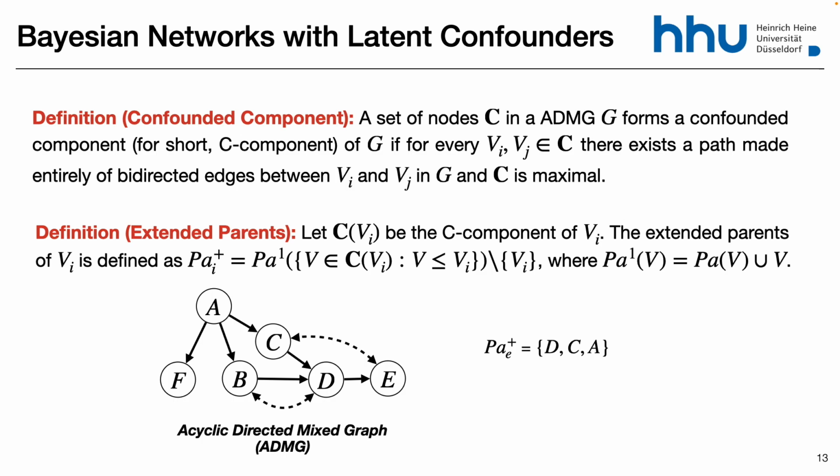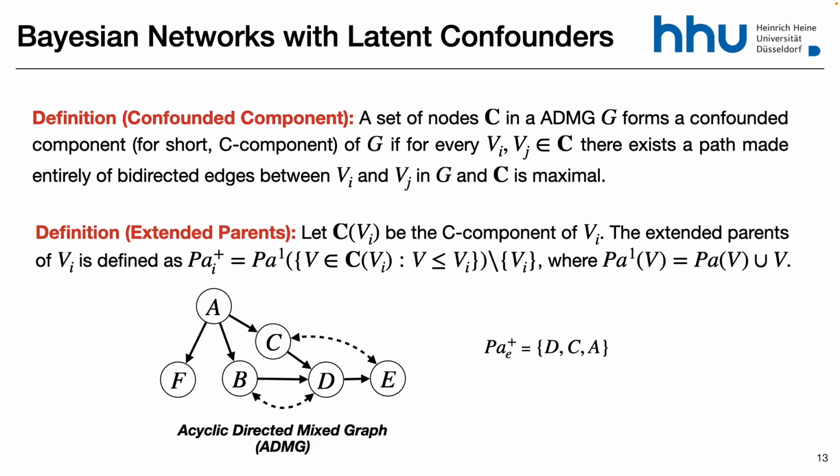So for every variable in the C component, that's what it's telling here, I need to get the parents of this variable if the variable is before the variable itself. So the variable itself is E. Let's start with it. So who are the parents of E? It's just D, right? The only parent. So this here.